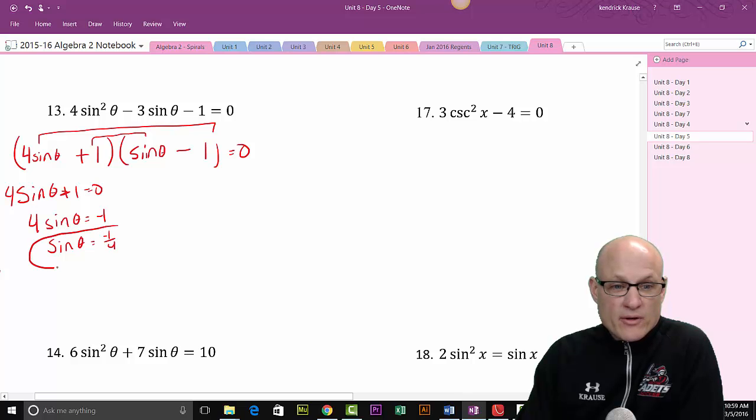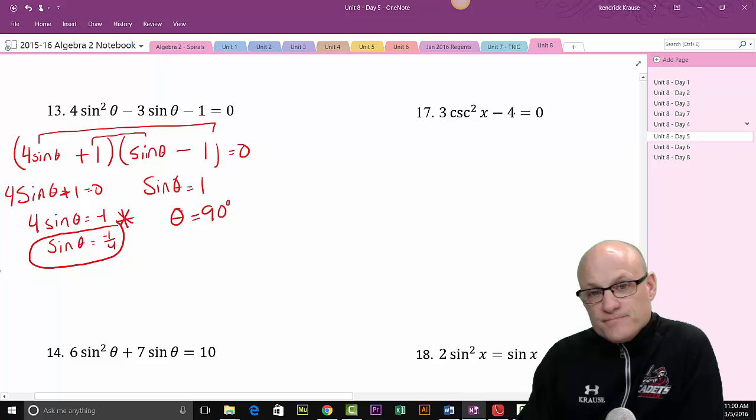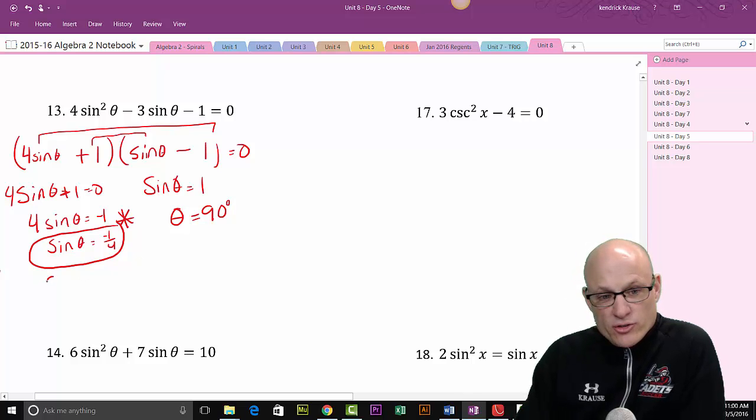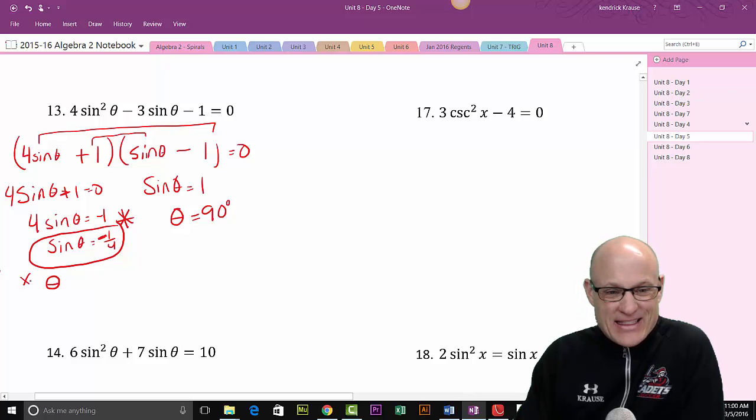We're going to talk about that one in a second. This one I just get sine theta equals 1, and I hope by now you've memorized that that's when theta is 90 degrees. This one's a little bit trickier, and here's my warning to you. What I want you to do is tell me what it is, but without the negative. Without the negative. I need to find this reference angle, and I'll show you why in a second.